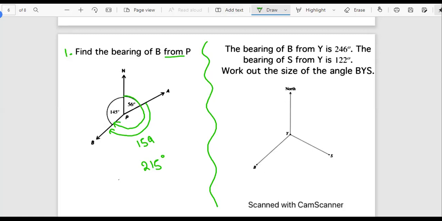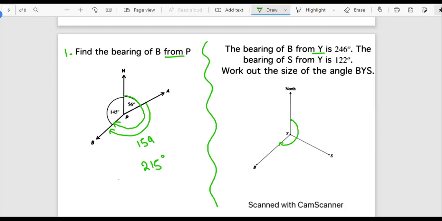All right. It says the bearing of B from Y is 246. The bearing of S from Y is 122. Work out the size of the angle BYS. Okay. The bearing of B from Y. From Y means we need north on Y. We already have that north. That is good. Then I am going to start from this point and then I'm going to come down.